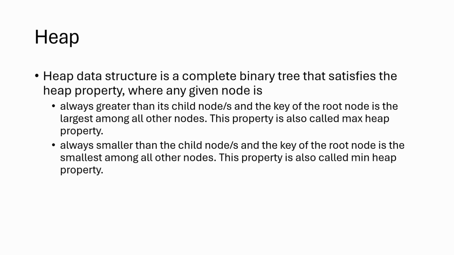It's a binary tree that satisfies these particular properties. So for any given node, there are two types of heaps, by the way. One is a max heap, and the other is the min heap. The criteria for max is that a given node is always greater than its child node, and the key of the root node is the largest.